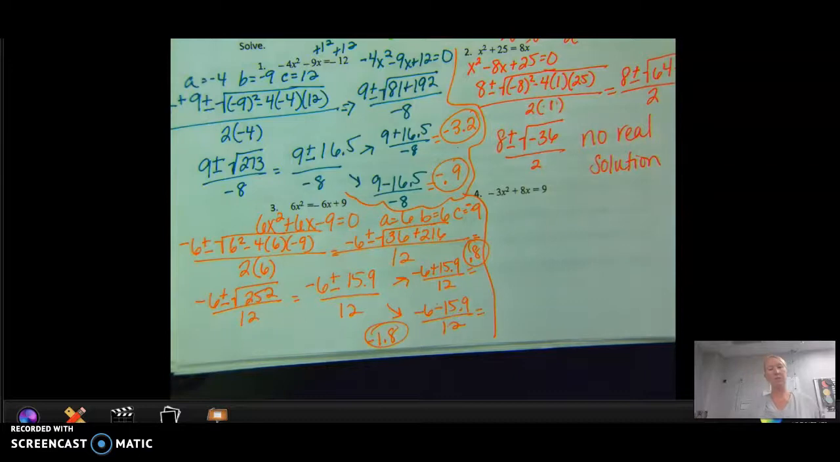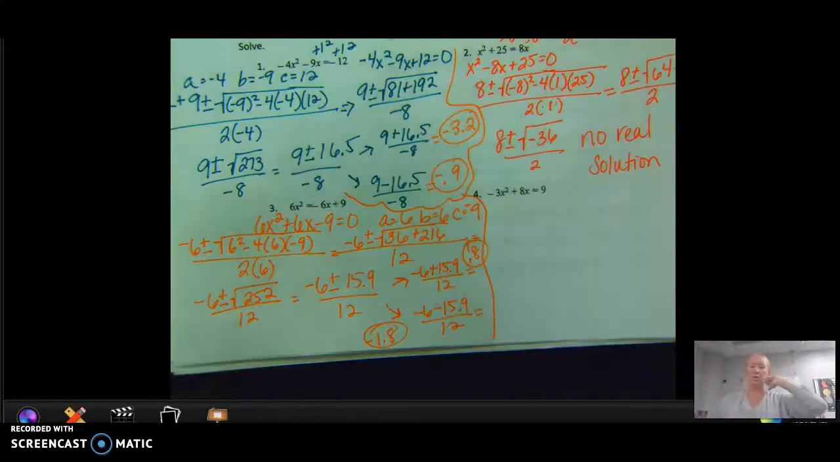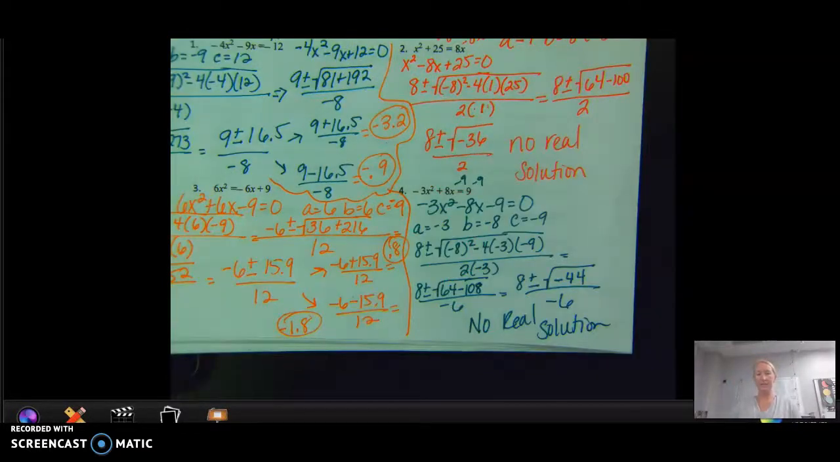Go ahead and pause me. I want you to try number 4 on your own. I'm going to pause myself. I'm going to complete the problem, and then once you're done, unpause me, and then I will go over it with you. Okay, so here is number 4 in the bluish teal kind of color.